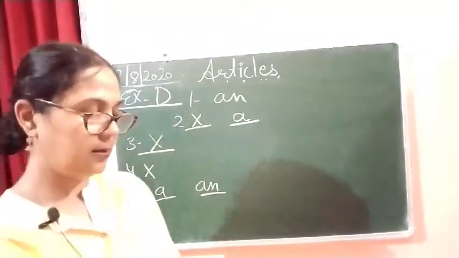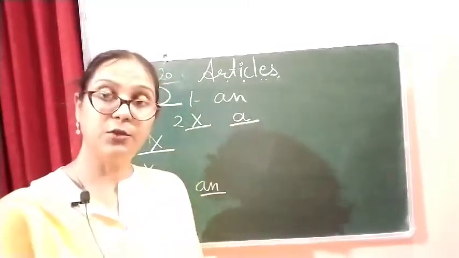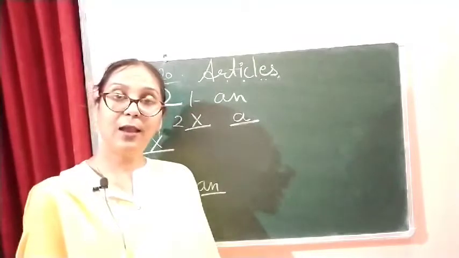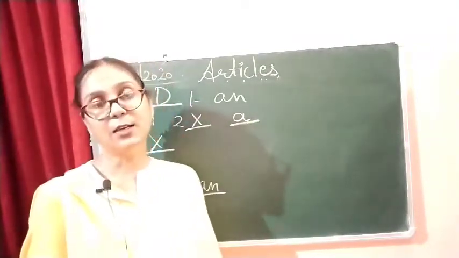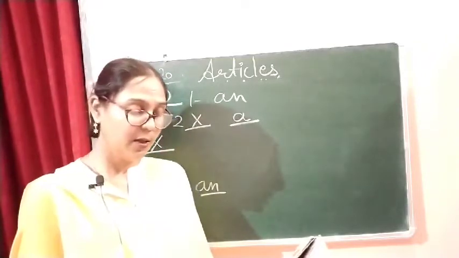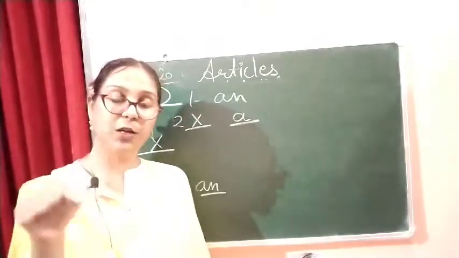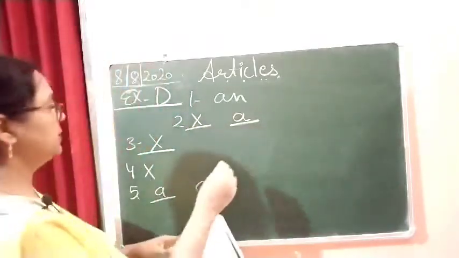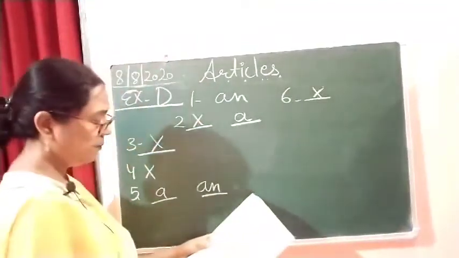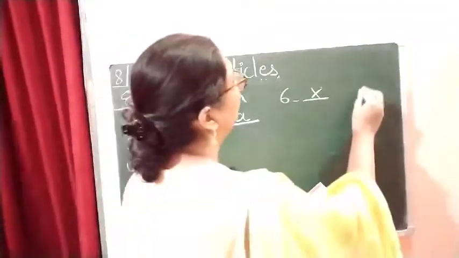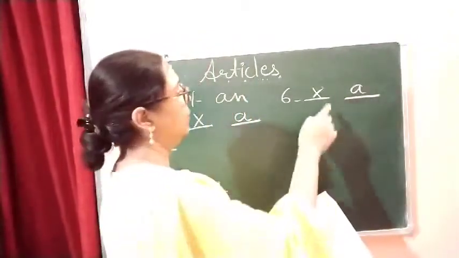In 6, dash patience is dash virtue. Now again abstract noun is there, so we are not going to use any article over here. So before patience we are not going to use any article, you just put a cross over there in number 6. And then patience is a virtue. So a we are going to use before virtue.